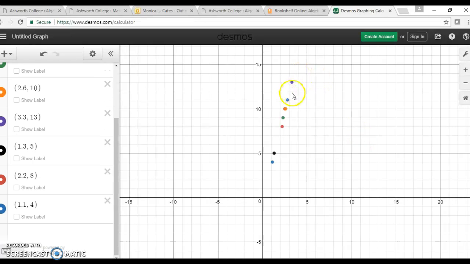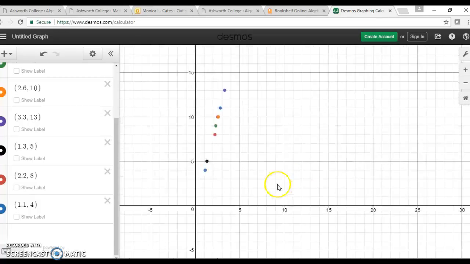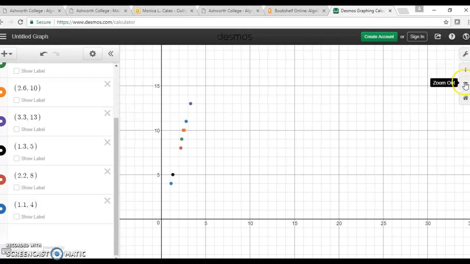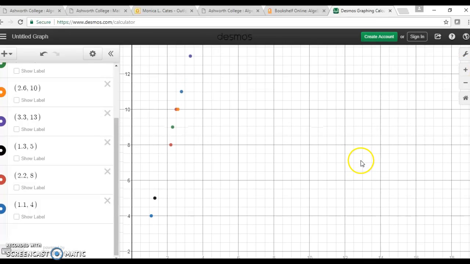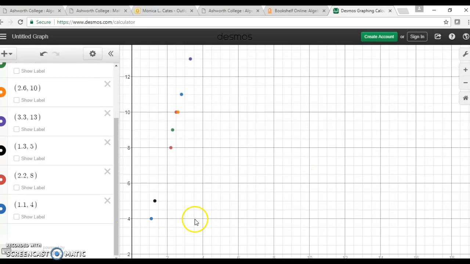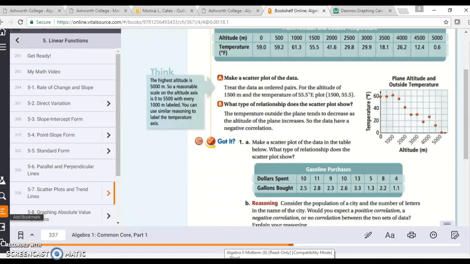Okay, and we could just look at this and already see. I'm going to zoom in a little bit because I'm going to need the positive. If I look at it like I'm reading a book, it's going up the hill, so it's a positive correlation. So the more gas that I buy, the more I'm going to have to pay, right?